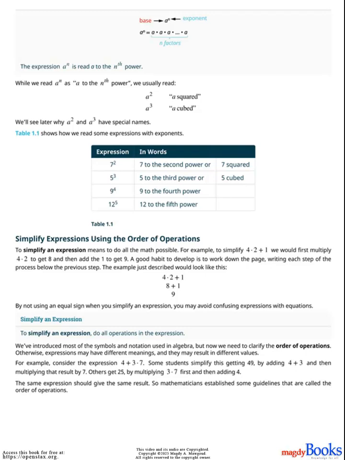The expression a to the nth power is read a to the nth power. While we read a to the nth power as a to the nth power, we usually read a to the second power as a squared, and a to the third power as a cubed. We'll see later why a to the second power and a to the third power have special names. Table 1.1 shows how we read some expressions with exponents. 7 to the second power, or 7 squared. 5 to the third power, or 5 cubed. 9 to the fourth power. 12 to the fifth power.